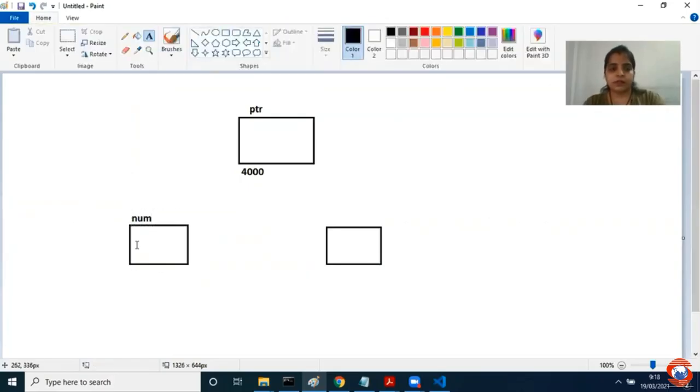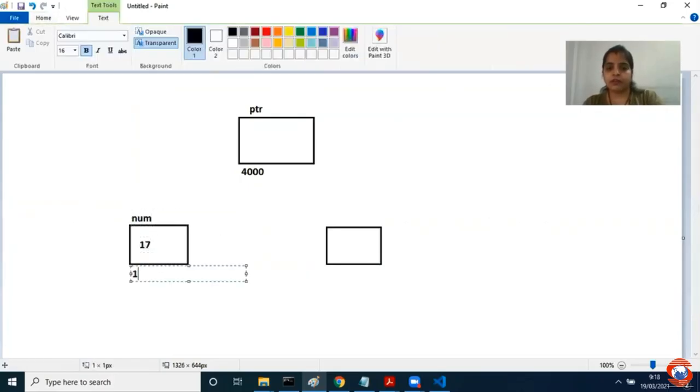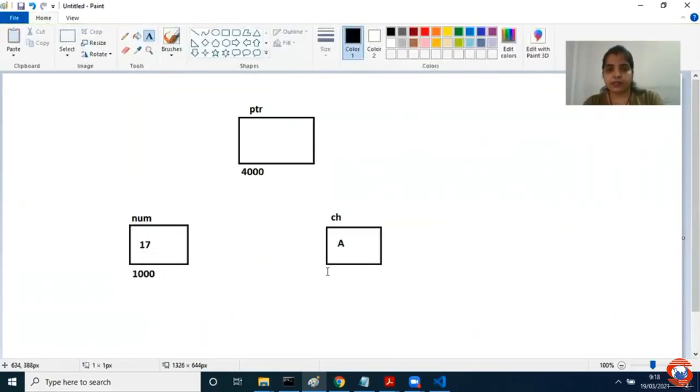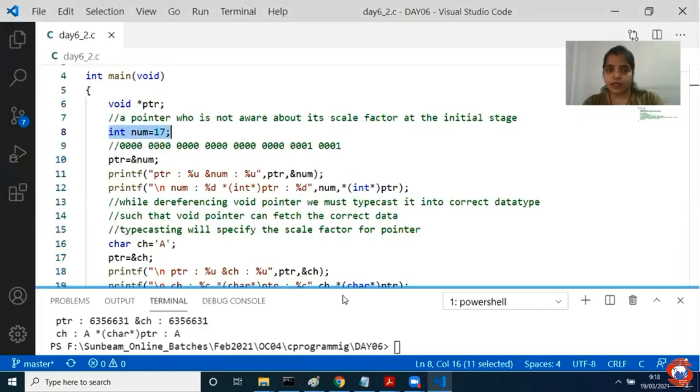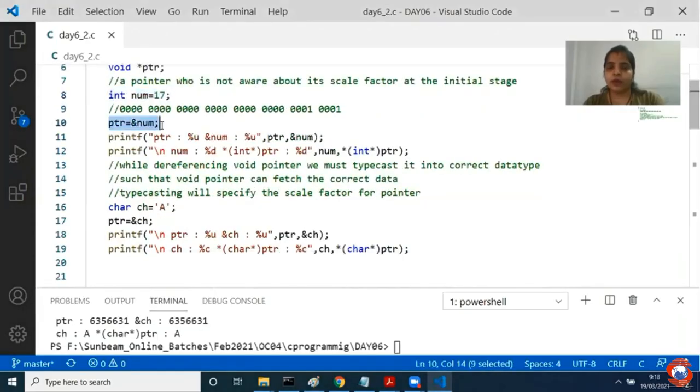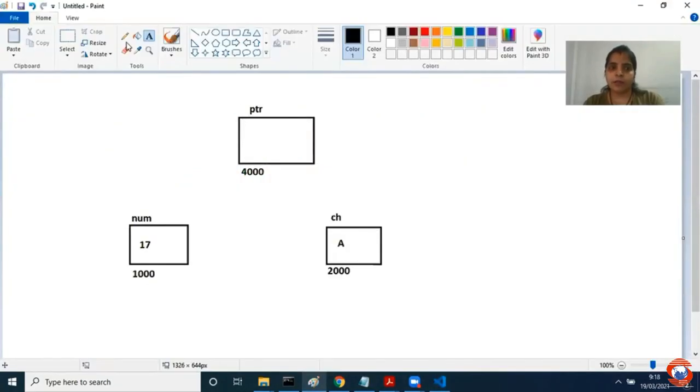Obviously, this is num, having the value 17, at address 1000. When I say ch, it is having the character a, at address 2000. Right? After that, I'm saying now my pointer is holding the address of num. Now this is my void pointer. If I say my pointer is pointing to num, can you please tell me whose address will my pointer now hold?